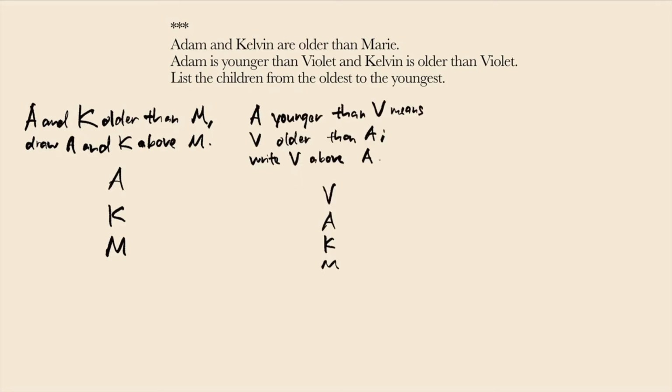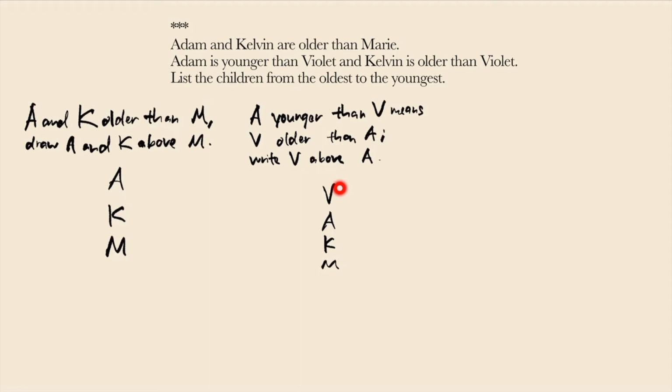Next, A is younger than V. Okay, so currently I have AKM. A is younger than V. Hang on, at this point A is the oldest according to my arrangement. But because A is younger than V, that also means V is older than A. So I'm going to take my AKM, put it down here, and V is right on top.